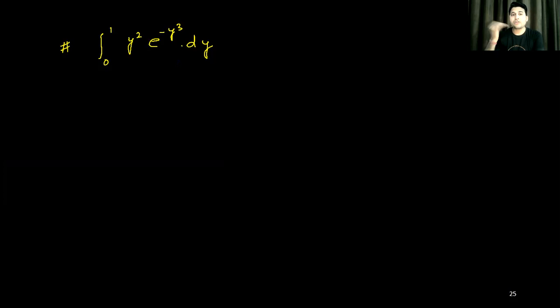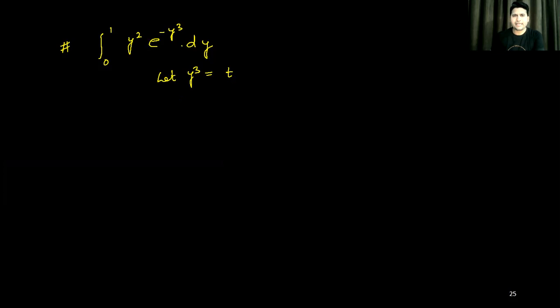Suppose that I am having the integral from 0 to 1 of y square e to the power minus y cube into dy. Suppose that I am having an integral in terms of the variable y. So in order to solve this integral, I can do the method of substitution. That is also known as change of variable. Let y cube be equal to t.